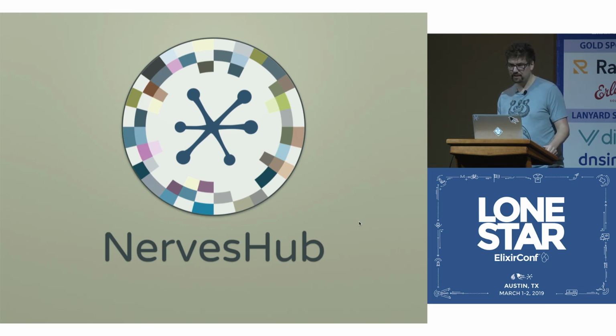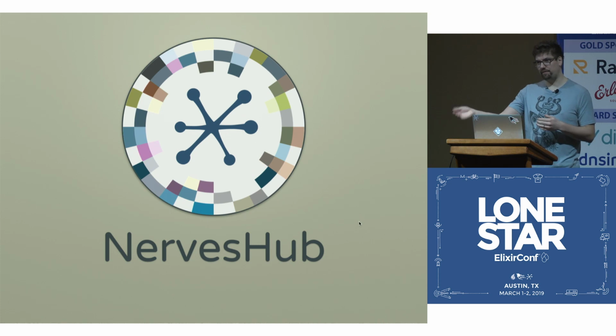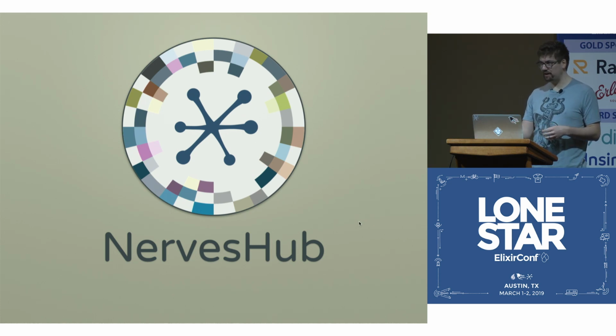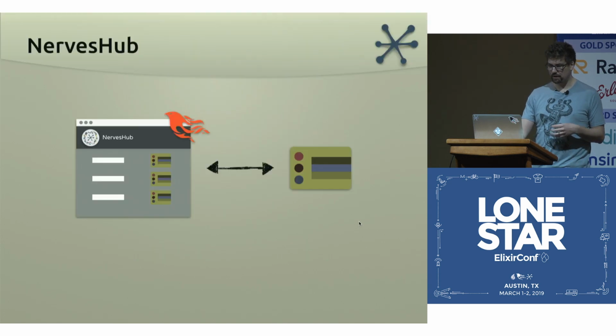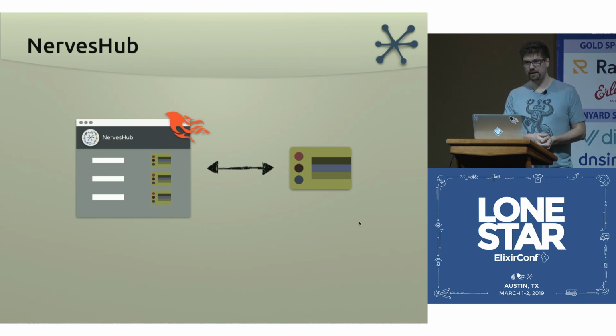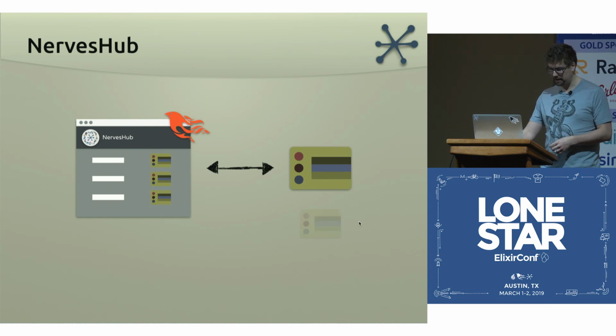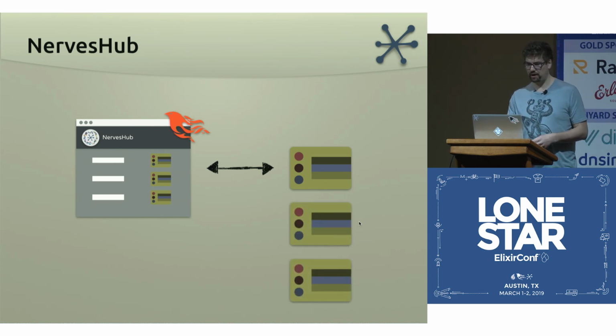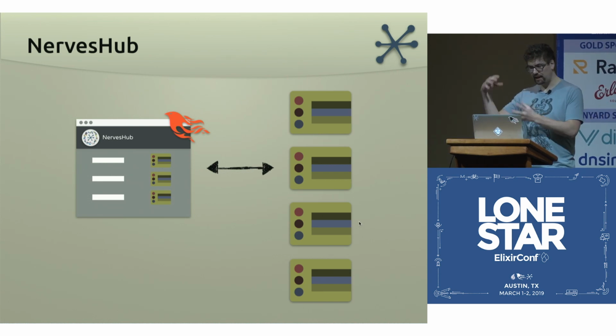And NervesHub is a means to go to the next level past firmware pushing over SSH. The idea is that we have this central server, it's a Phoenix-based app, and your devices connect to it using Phoenix channels. And your devices can be managed so that as they grow, not just 1, not just 2, not just 3, your whole fleet can get packaged up into different deployment groups.